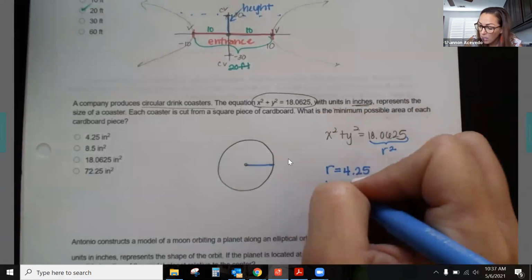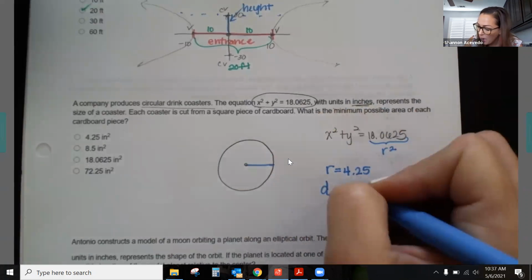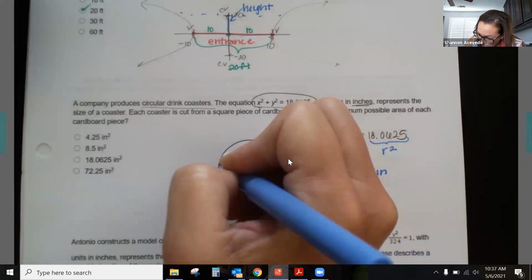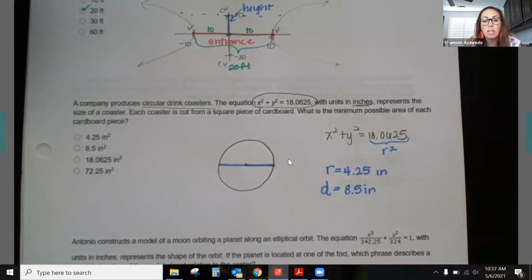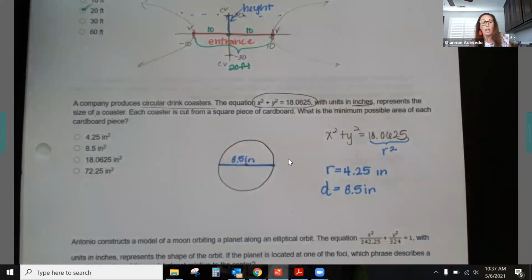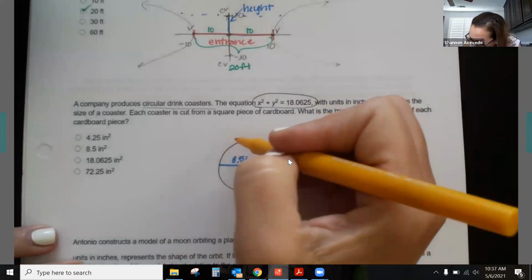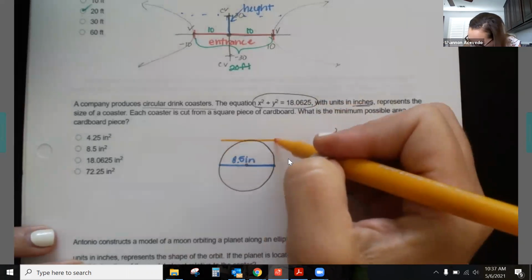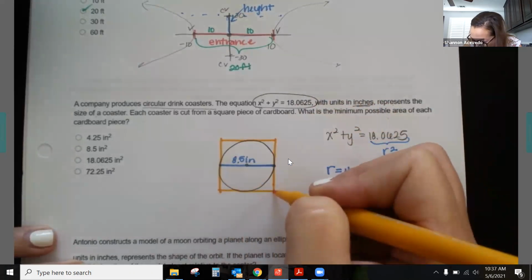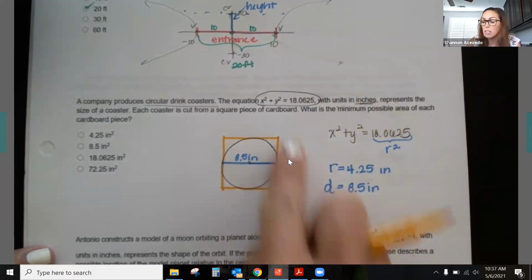My diameter then is twice that amount. My diameter is 8.5, and we're working with inches. So the entire length across the circle, that diameter, is 8.5 inches. I know that whole width there is 8.5 no matter where I go. And this coaster is cut from a square piece of paper. So this square piece of paper looks something like this.